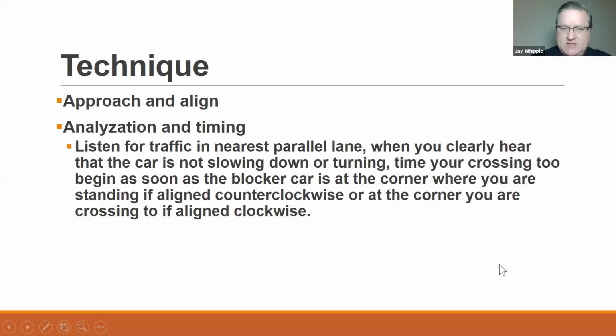And let me see what my, so the technique. So again, you approach and you align. Then you have that analyzation and timing that I've talked about before. And then what you do is you listen for traffic in the nearest parallel lane. When you clearly hear that the car is not slowing down or turning, time your crossing to begin as soon as the blocker car is at the corner where you are standing, if aligned counterclockwise, or at the corner you are crossing to, if aligned clockwise.